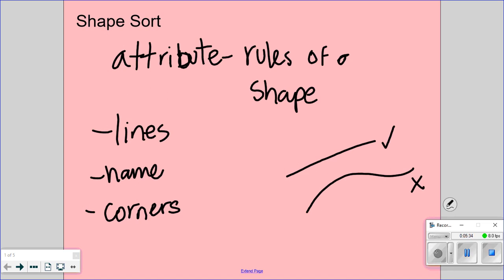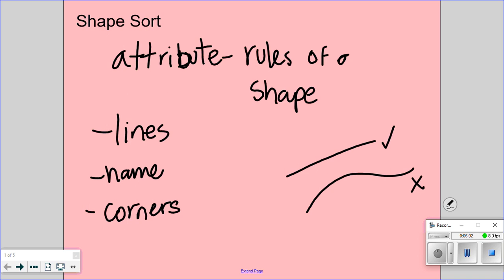Jackson? Okay, what about the lines? How many lines there are. How many lines are there? And how many points are there? Corners? Okay, so all of those shapes have how many lines, Jackson? Four. And all of those shapes have how many corners? Four. There's one more thing they have in common.